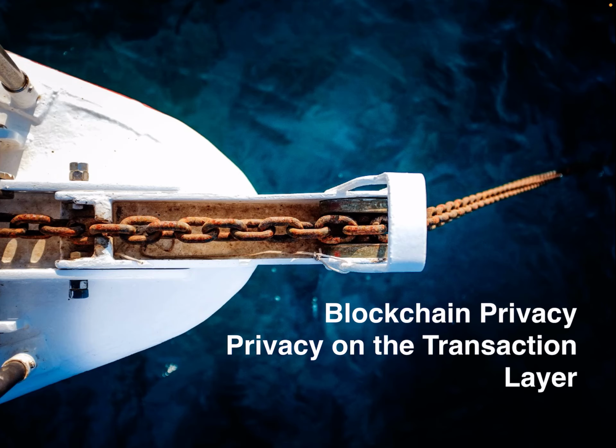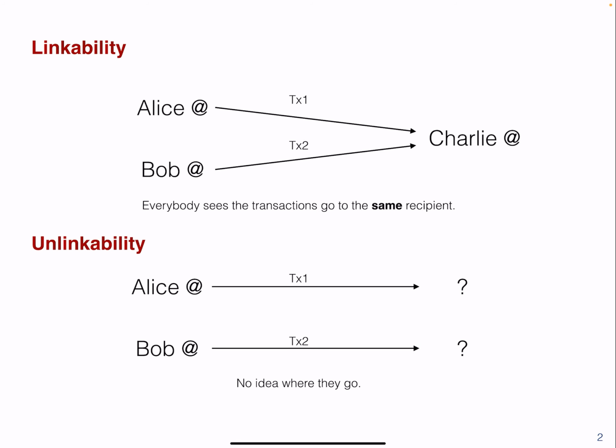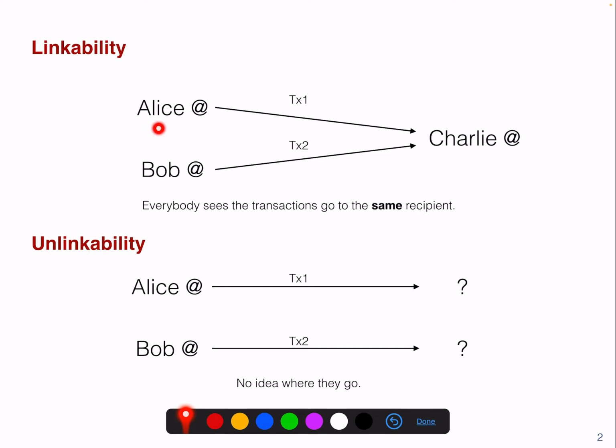So, privacy on the transaction layer. Here we define linkability and unlinkability. This is one of the important privacy characteristics of a payment. If you look here, we have Alice and we have Bob, and they're both paying something to Charlie, right? Each conducting a transaction. And everybody sees the transactions go to the same recipient, right?